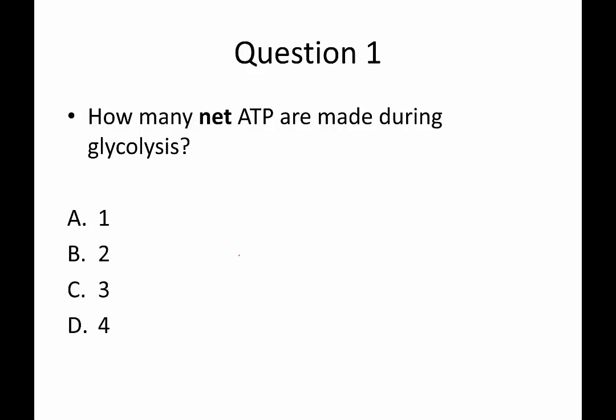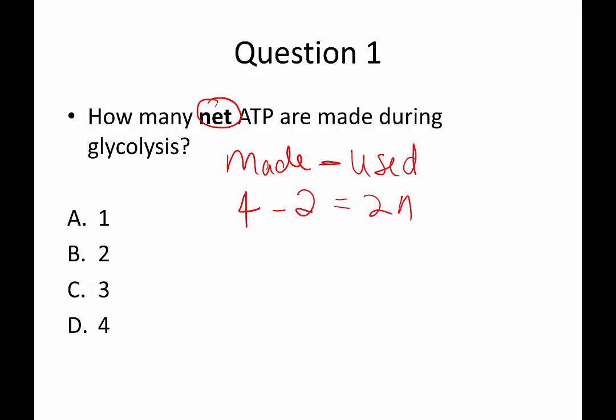To answer this question correctly, you need to know the definition of net. So net is essentially how many ATP are made minus how many are used. In this case, 4 ATP are made per glucose molecule, and 2 are used during the energy investment phase. So it's 4 minus 2, or 2 ATP. So the correct answer here is B.